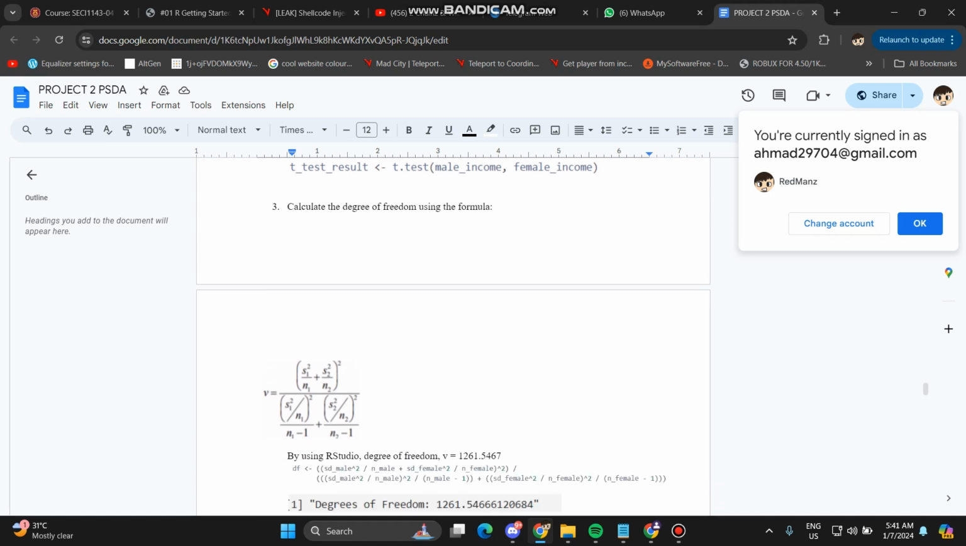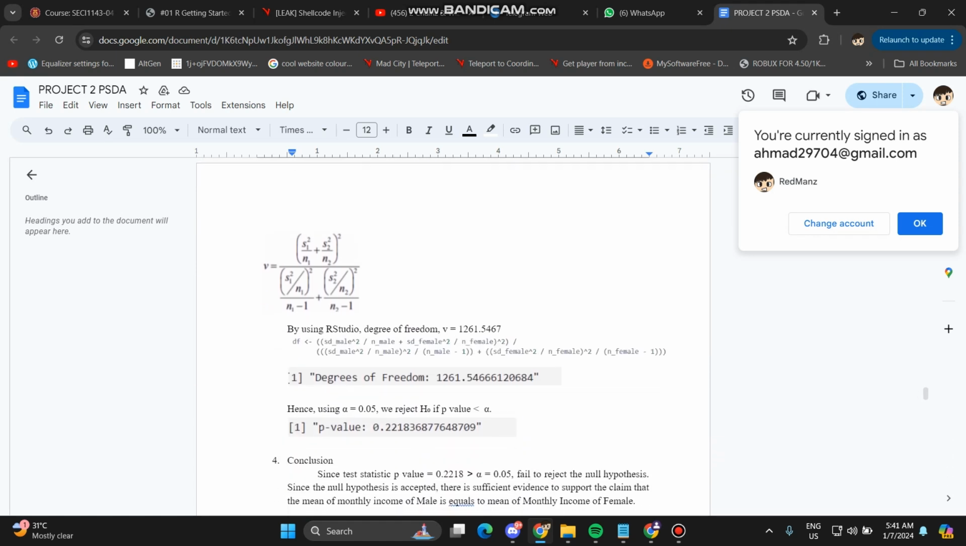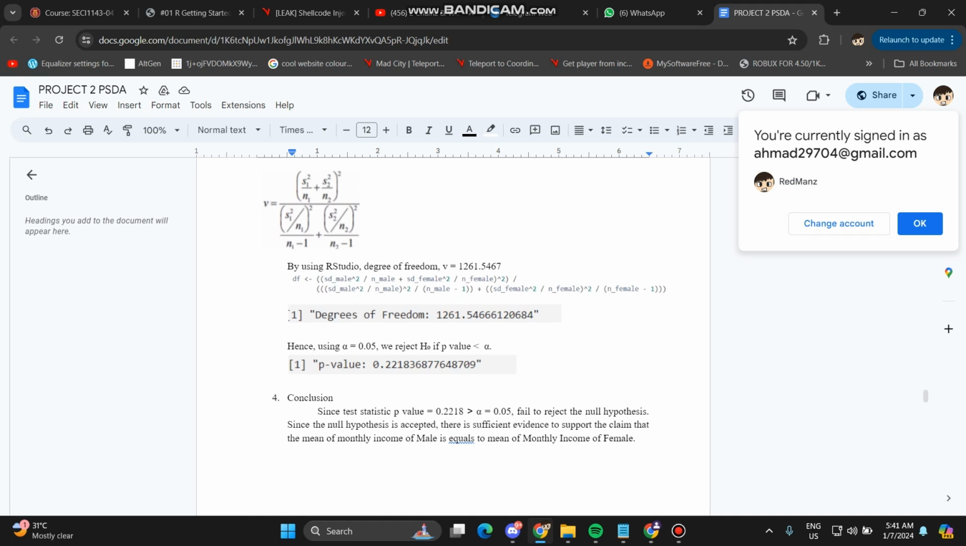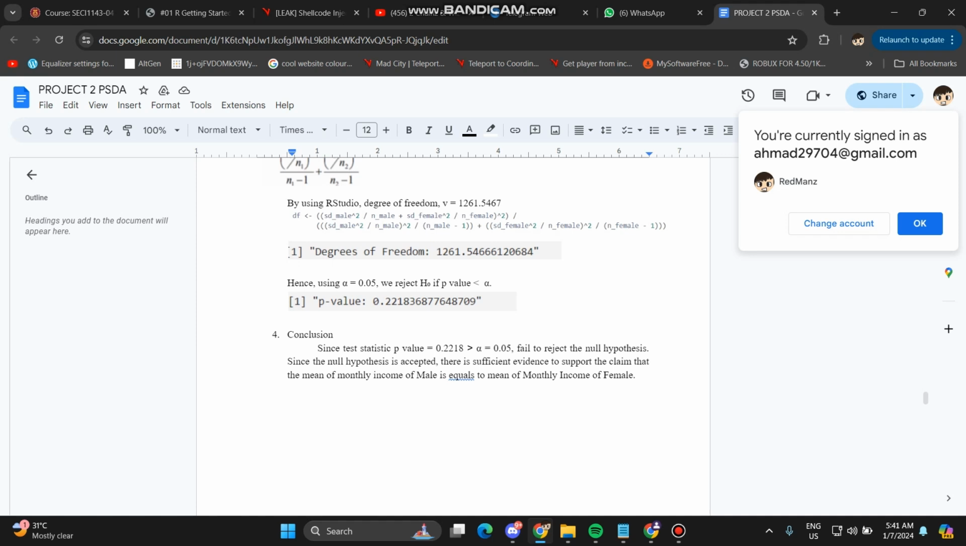Next, we will calculate the degree of freedom using the formula, and by using RStudio, we get the degree of freedom is 1261.5467. Hence, using alpha 0.05, we reject the null hypothesis if the p-value is less than alpha.